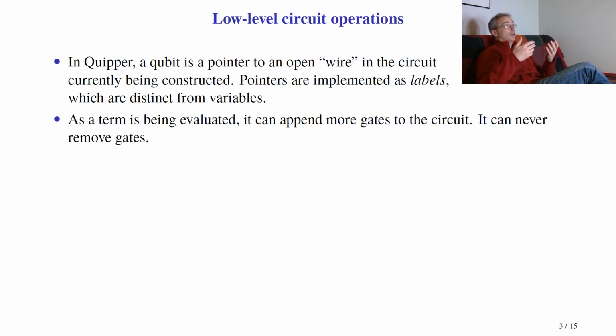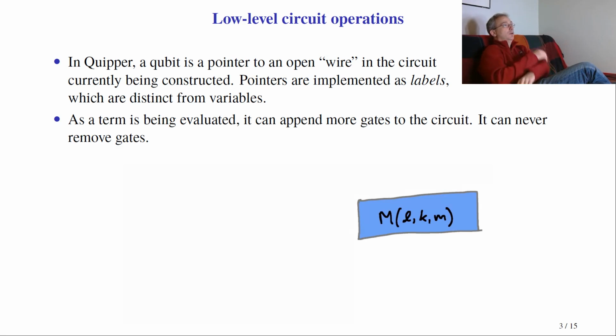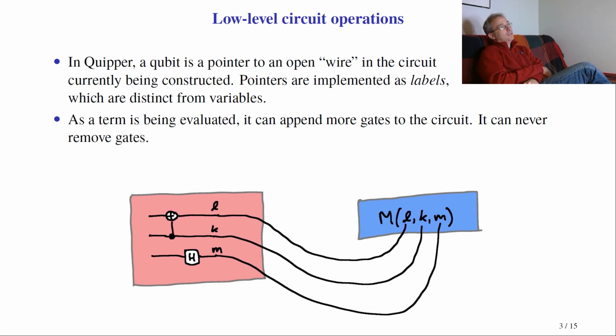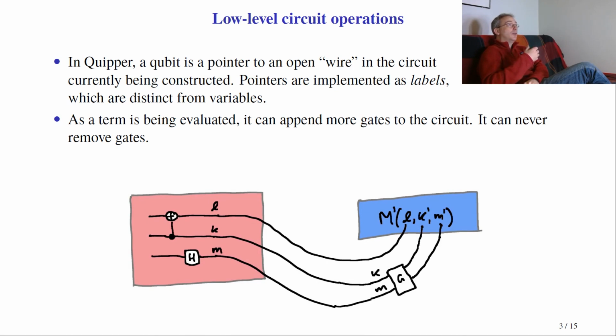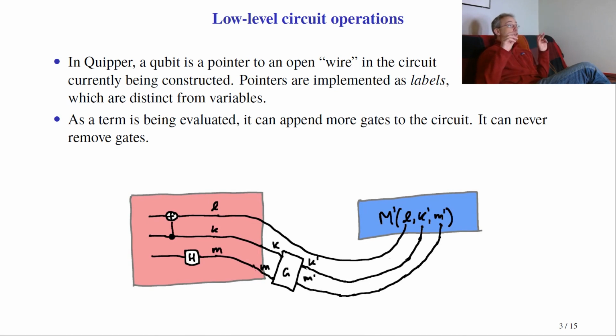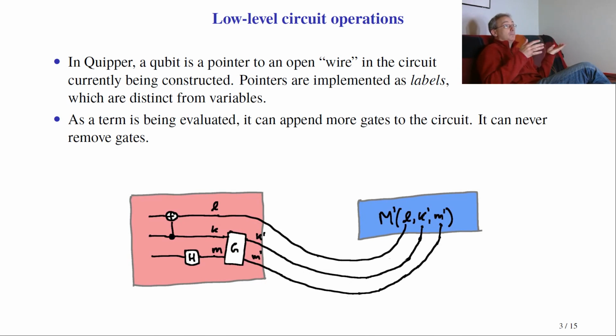In Qipper there is a type qubit, and a value of this type is essentially a pointer to a place in a circuit where a gate could be appended. And as the term M evaluates, every once in a while it says, please apply the gate G to qubits K and M. The pointers K and M will be used up, and there will be new pointers, say K prime and M prime, corresponding to the outputs of the new gate.